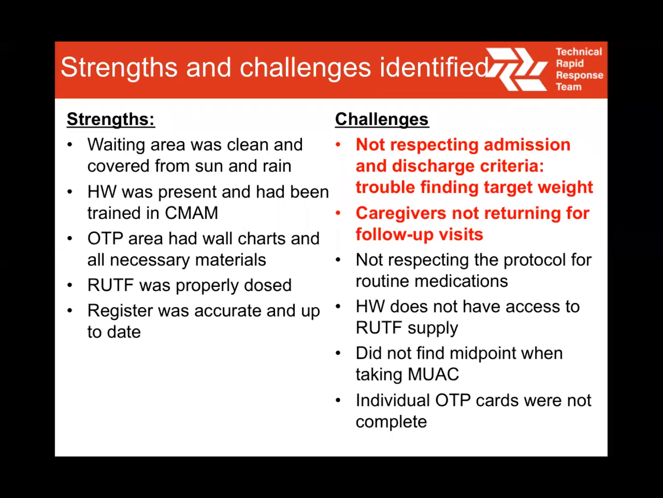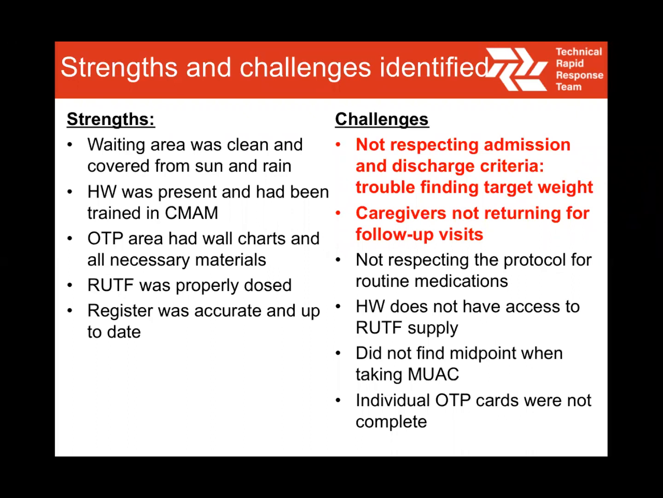And there were some challenges that we noted. Here are the challenges. They were not respecting the admission and discharge criteria. And during the discussion and the review of the OTP charts, it was because they were having trouble finding the target weight. They weren't finding the correct target weight. Caregivers were not returning for follow-up visits. They're not respecting the protocol for routine medications. The health worker does not have access to the RUTF supply.